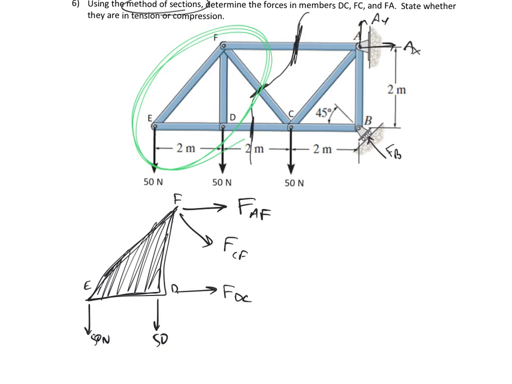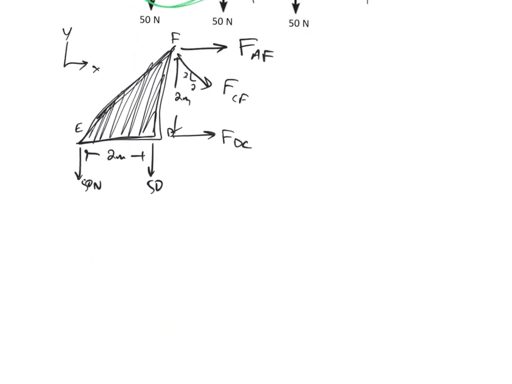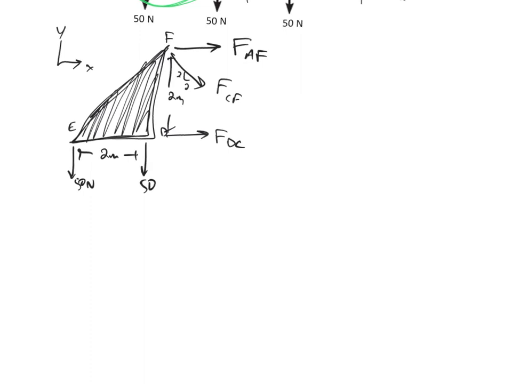I'm not really grading this drawing, but for completeness, 2 meters right there, 2 meters from bottom to top, and this one is at a 2 by 2 angle, and my axes are X and Y. I think that is pretty self-sufficient. So now I can do my 3 equilibrium equations for that section of the truss.